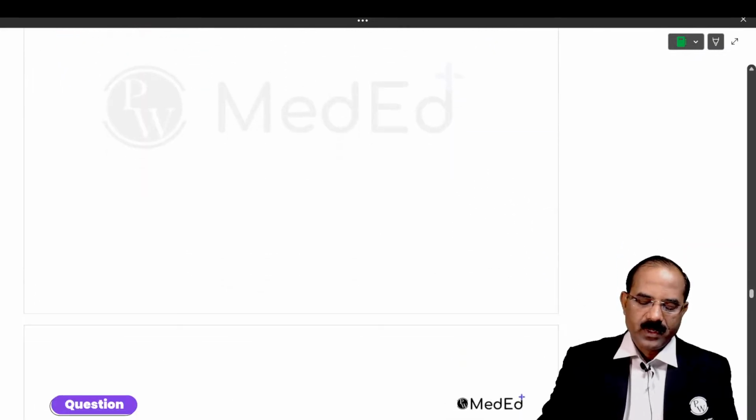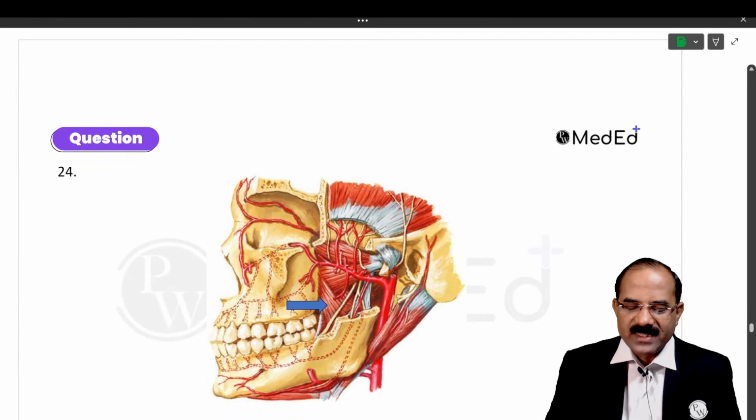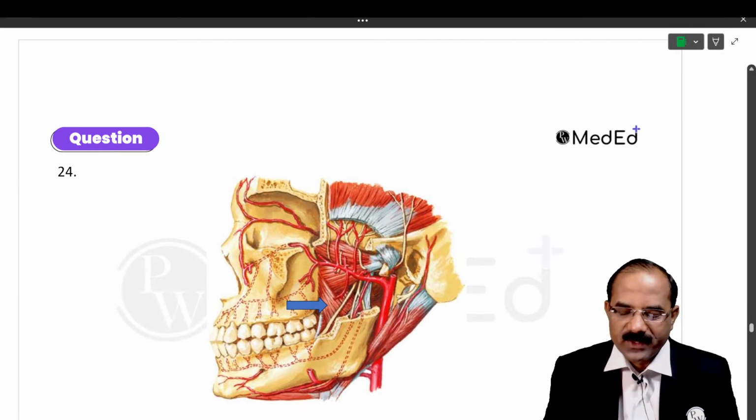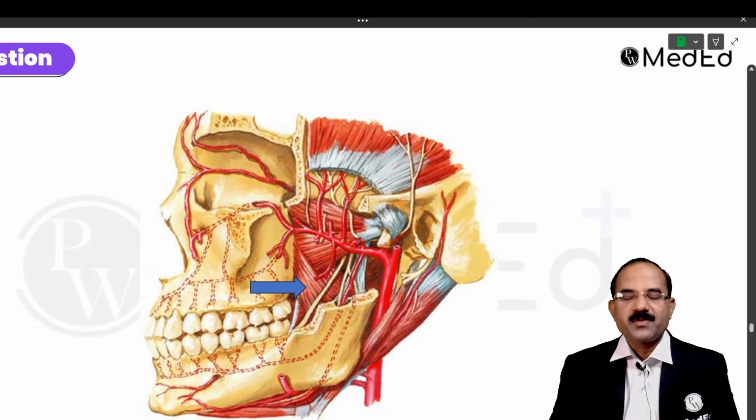Okay, fine. Come on students, can you identify this pointed structure? Any guesses? Can you identify this pointed muscle? This is a very important visual slide, look. This pointed muscle, any guesses? Come on.